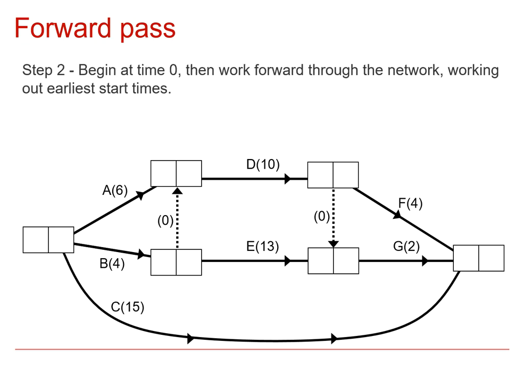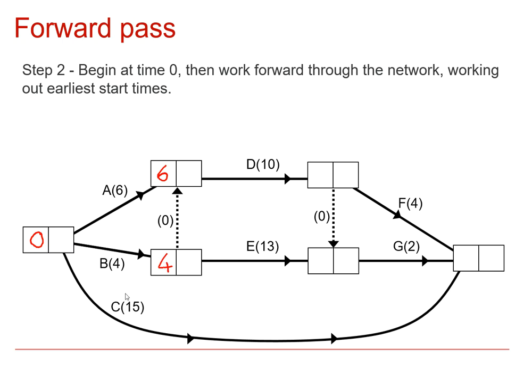And all we do is we start by saying that the first event here, obviously that's when the thing starts, so that will always start at time 0. And then we look at activities which follow on from that event. Activity A here has a time of 6, so that means that when we get to this event, the earliest this event can occur is time 6. Similarly, this one is time 4.